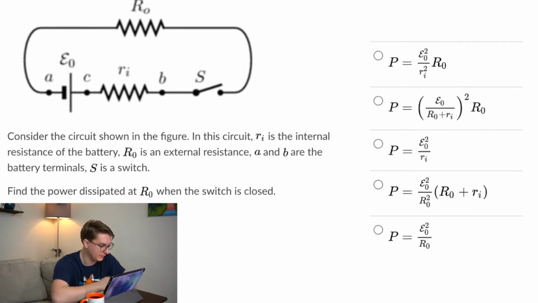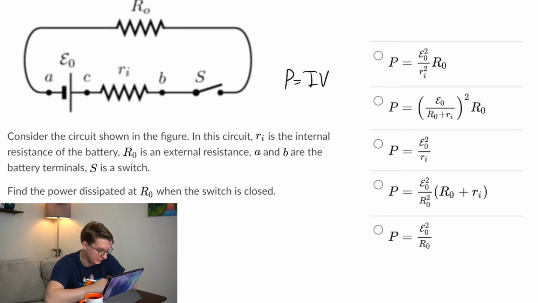Okay, let's keep going. So now we have another circuit. Consider the circuit shown in the figure. In this circuit, Ri is the internal resistance, so that's this one. R0 is an external resistance, A and B are battery terminals, and S is a switch. Find the power dissipated at R0 when the switch is closed. If we wanted to calculate power, it's always going to be P equals IV.